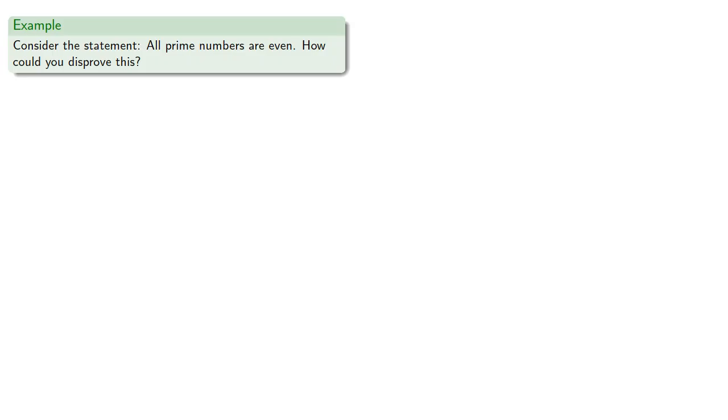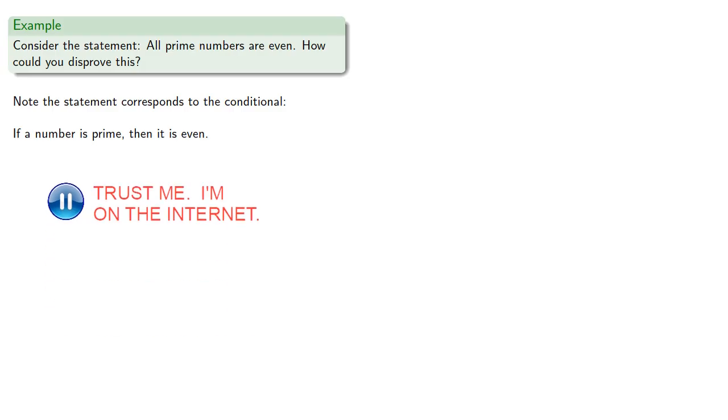So for example, let's consider the statement, all prime numbers are even. How could you disprove this? Note the statement corresponds to the conditional: if a number is prime, then it is even.